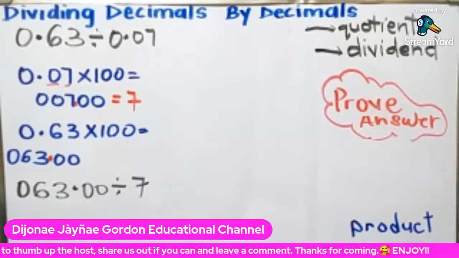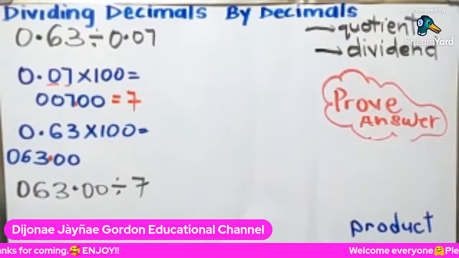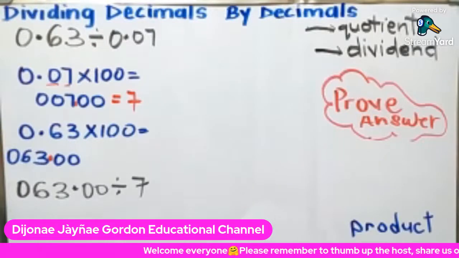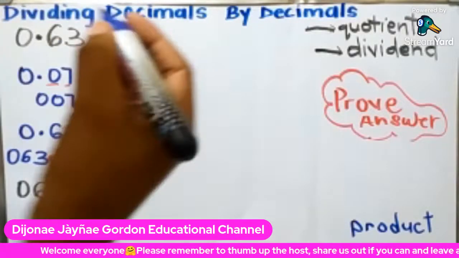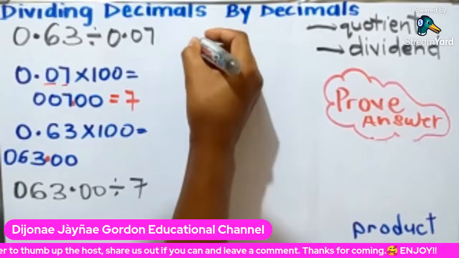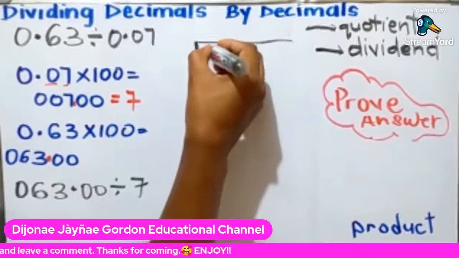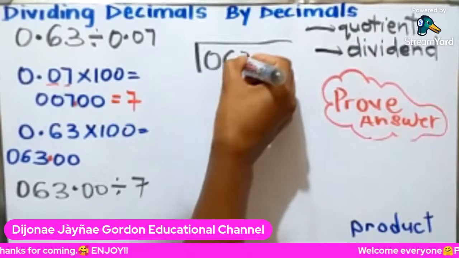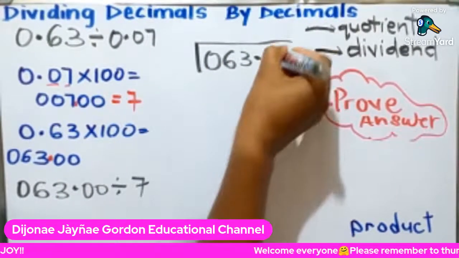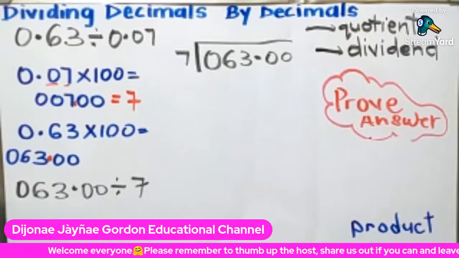All right. So let's go right ahead and work this problem. Watch to see what I am doing right here. I'm going to go right ahead and set the problem out. That's the first thing. So remember, 0.63.00 is our dividend, and 7 is our divisor.